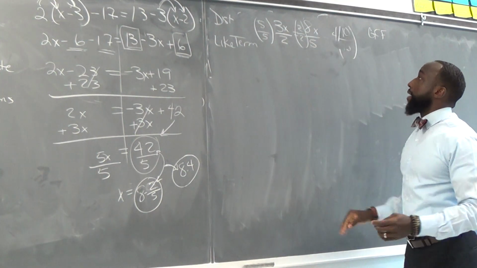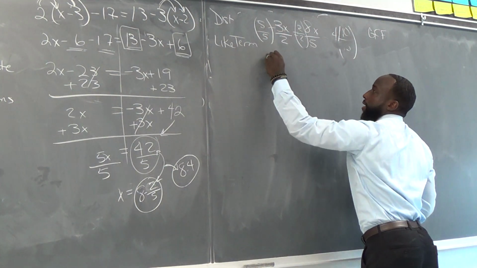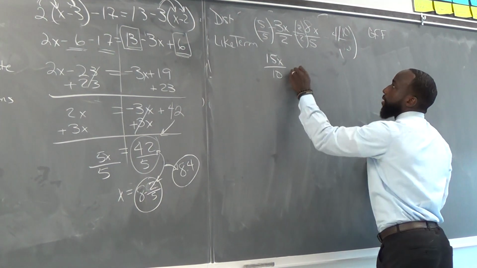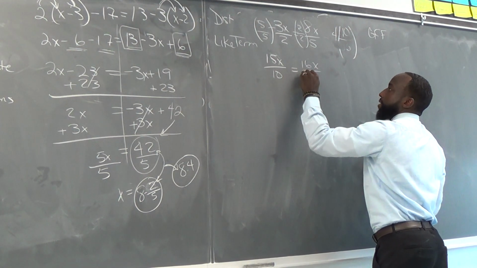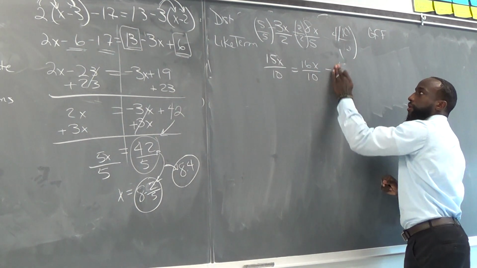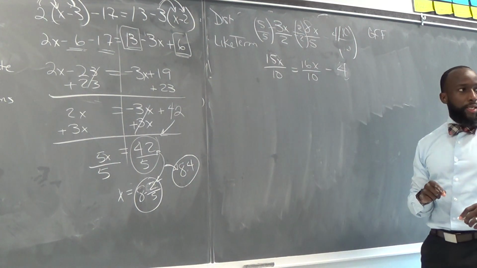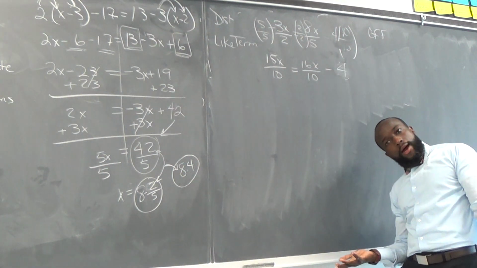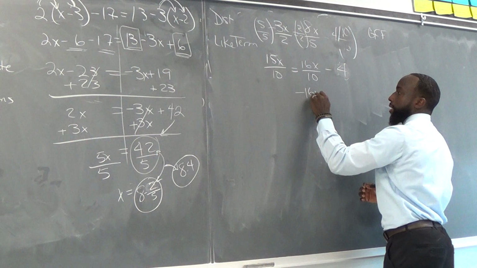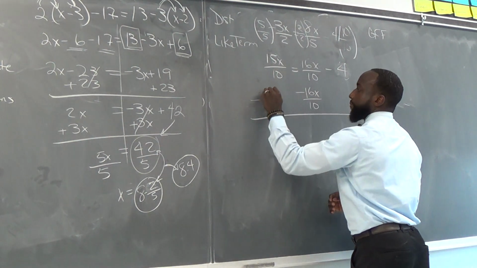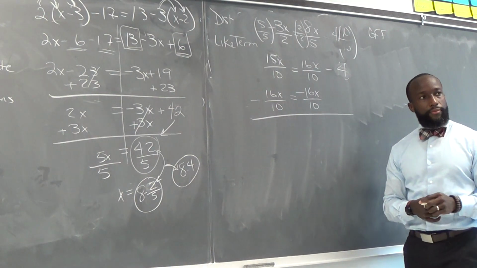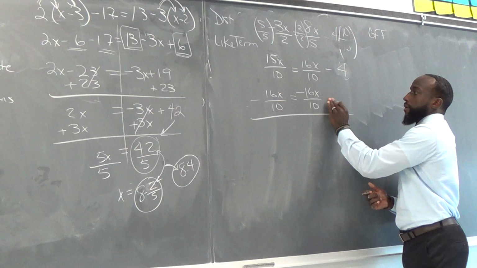Alright, so here we go. So you're gonna cross, so it's gonna be 15x over 10. We good with that so far? Equals 16x over 10 minus 40 over 10, which is 40. 4, right? Yeah. We good? Now, let's solve for x. Subtract 16x over 10. Then you get negative x over 10. Then you multiply by 10, and then you get negative 40. Okay? Keith is so lost.